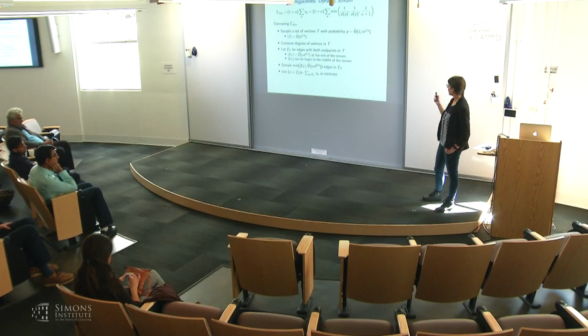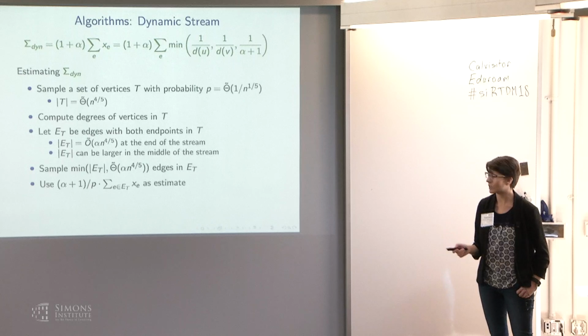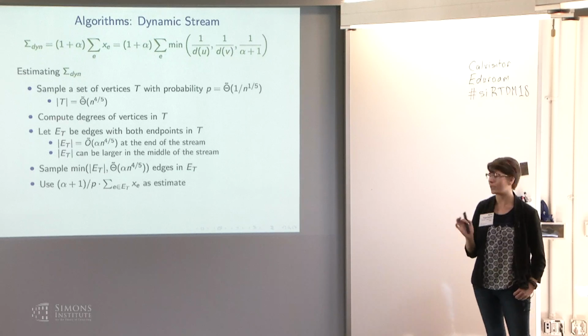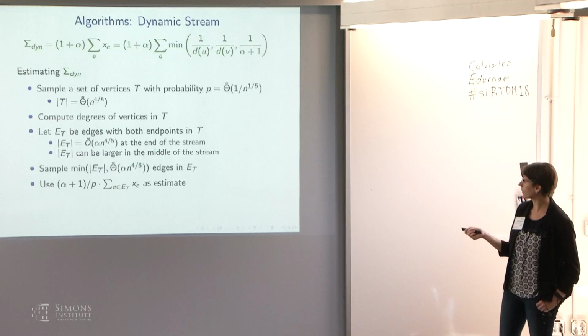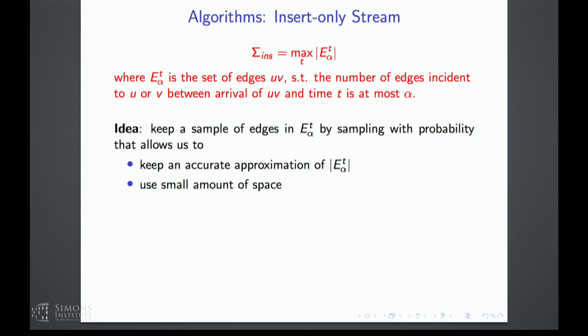All right, so we use this sum as our estimate. And I'm not going to show that it is accurate. It's just standard applications of Chernoff and union bounds. So I'm going to switch to insert-only streams. And here the idea of the algorithm is that we want to keep a sample of edges in the set E alpha t at each time step t, such that on the one hand, we can get an accurate approximation of the size of that set, and on the other hand, we can use a small amount of space.